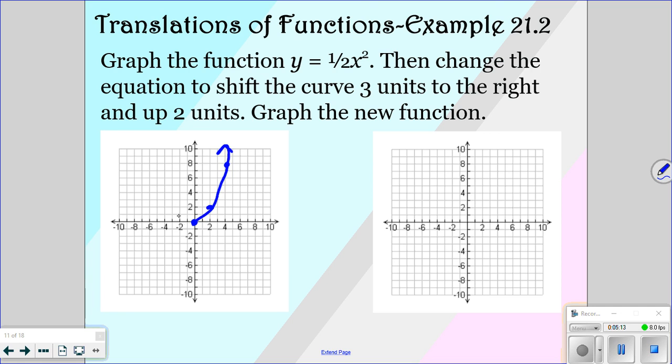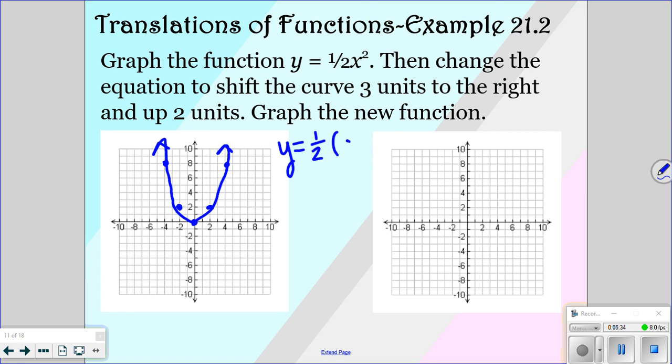And then on the other side, you'll have negative 2, 2, and negative 4, 8. And so there's my parabola. Then we want to change the equation to shift the curve 3 units to the right and up 2. So again, a left to right change goes inside with the x.